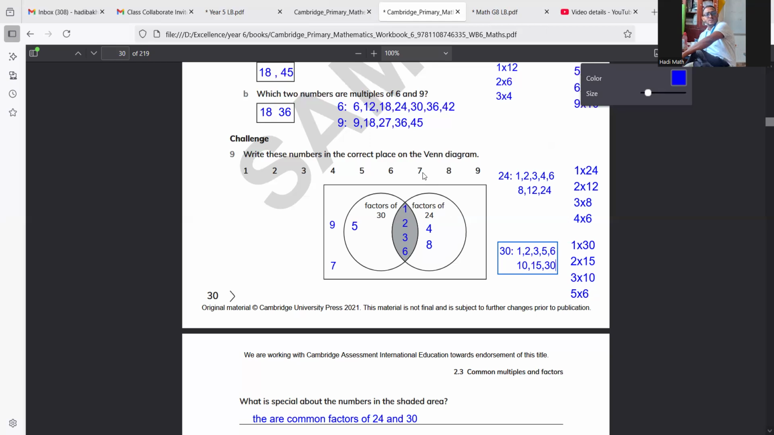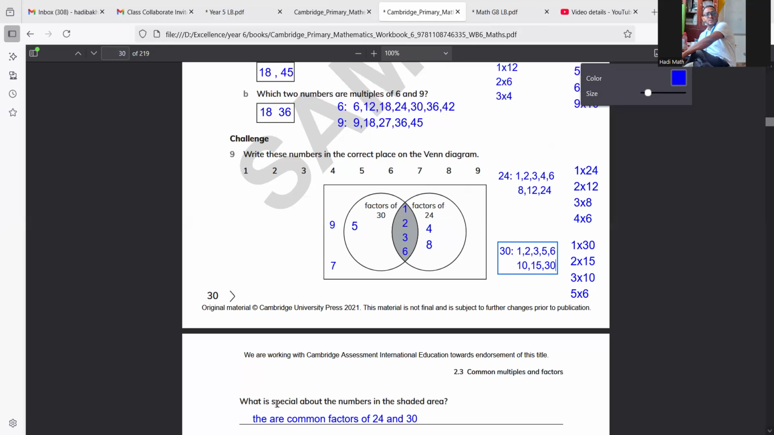Then you go to 7. 7 a factor of 24? No, we don't have 7 multiplied by a number to give us 24. And is it a factor of 30? No. Also, we don't have 7 times any number that could give us 30. So you write it outside here because it's not a factor of either of them. Then you go to 8. 8 is a factor of 24. Yes, it is. Is it a factor of 30? No. You don't have a number times 8 that gives 30. So it is only a factor of 24, so you write it with the 4 here. The 9 is not a factor of 24 and not a factor of 30, so you write it outside there.